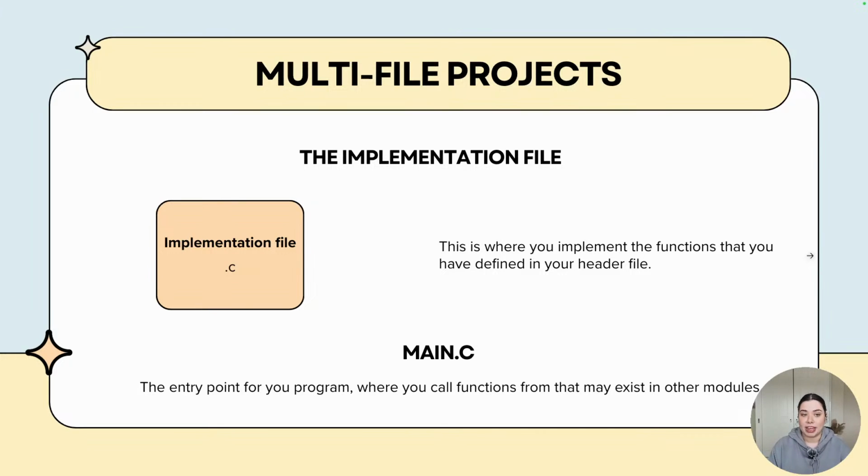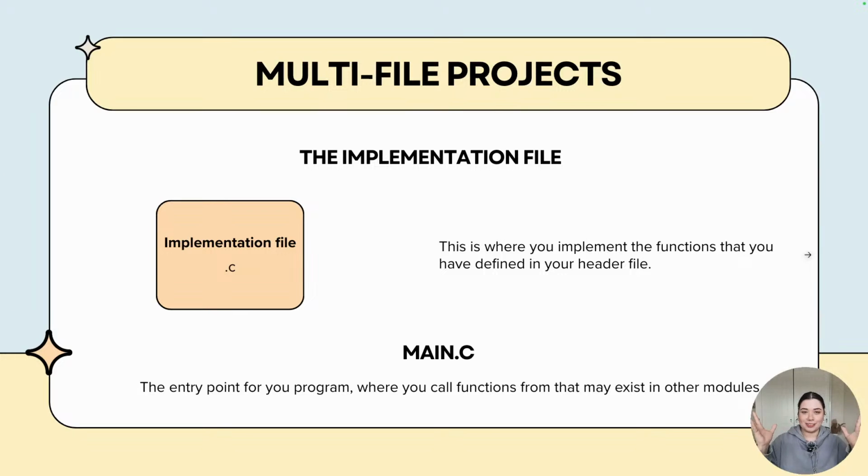And finally, the main.c is the entry point. This is going to contain your main function. It'll need to include any headers for any modules that you may be calling the functions of as well.